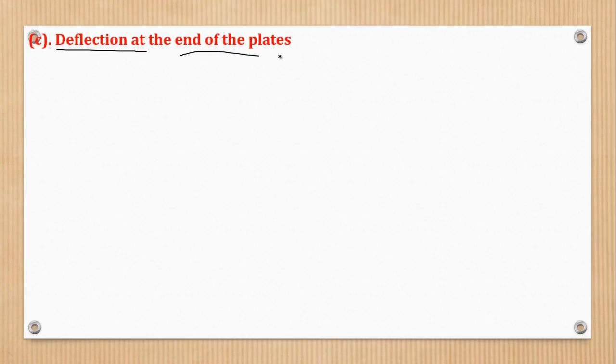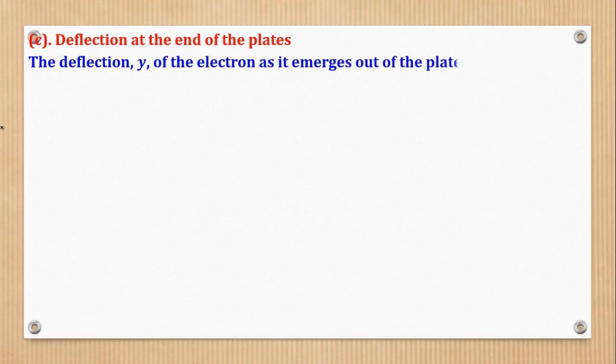But for the case of calculations, we shall first derive all the formulas which are necessary, then we shall go to the questions. So another part, part 2, will be deflection at the end of the plates. I think you saw the Y on the diagram. So how do we get that deflection? The deflection Y of the electron as it emerges out of the plates can be obtained as follows.